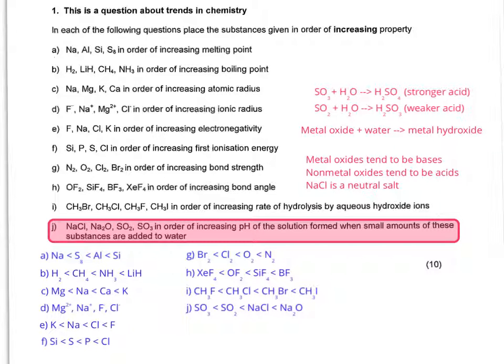So looking at the two sulfur oxides, drawing out an equation for each one, that gives us two acids, one of which we know is quite a strong acid, H2SO4. So that allows us to think about SO3 being the first in terms of the lowest pH out of all the oxides, then SO2, then NaCl as it's neutral, and then Na2O, because we know that will form a base in the presence of water.